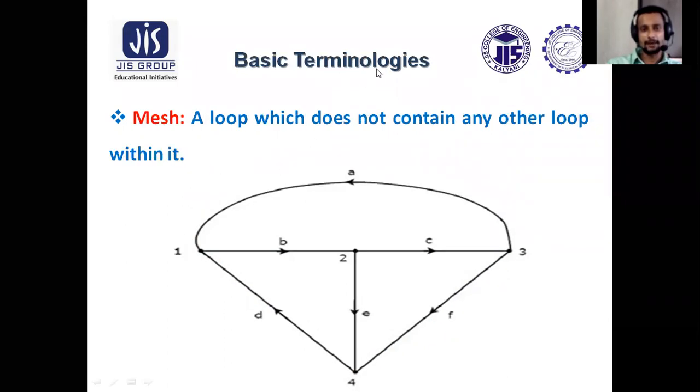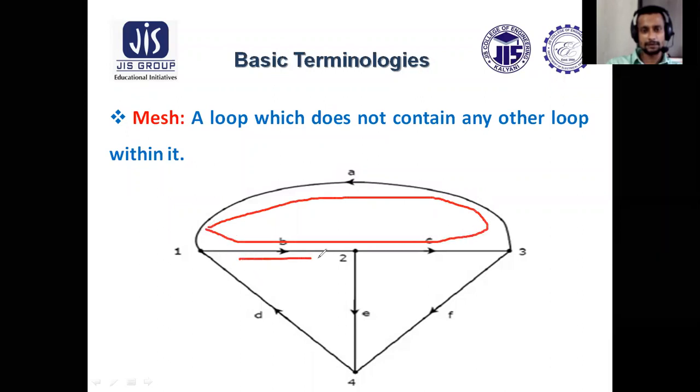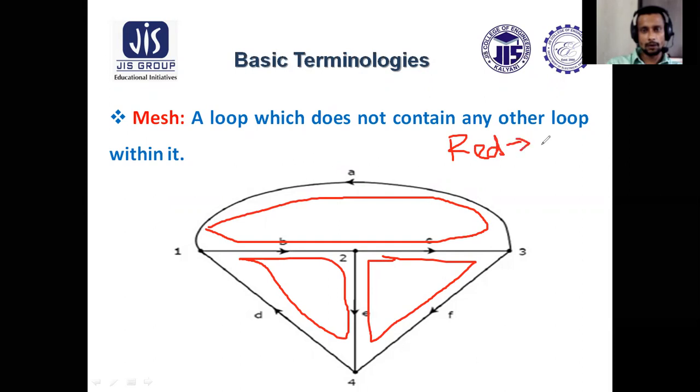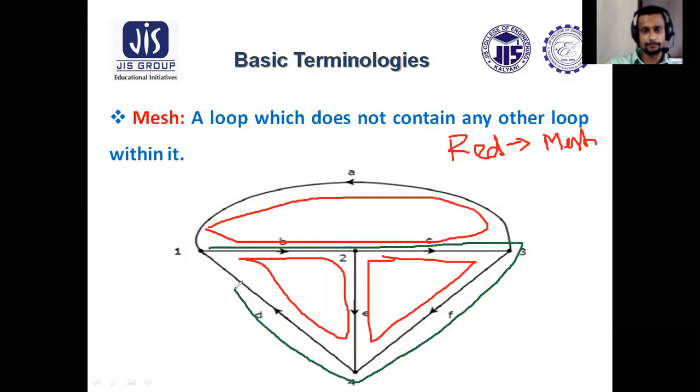Next is mesh. Let me discuss mesh with the help of this example. This one is one mesh. This one, second mesh. This one, third mesh. So all the red enclosed paths are meshes. But this could not be a mesh. So green.